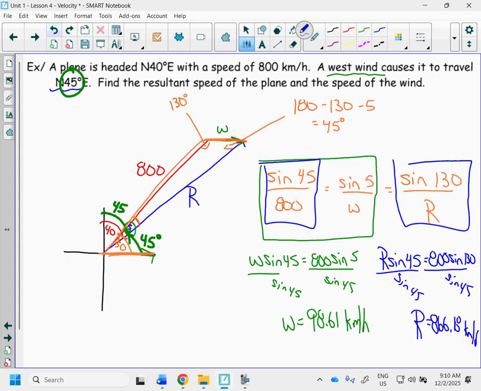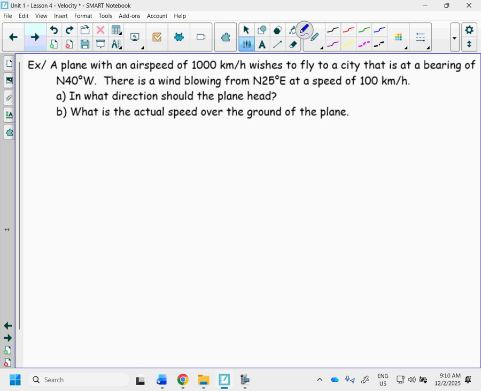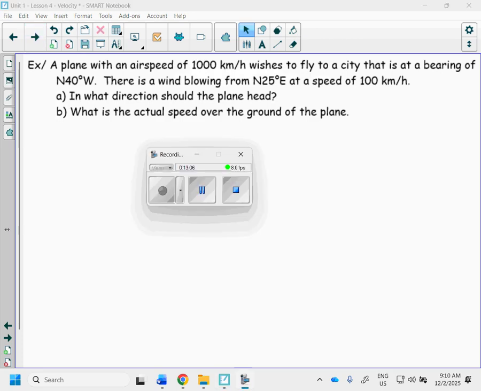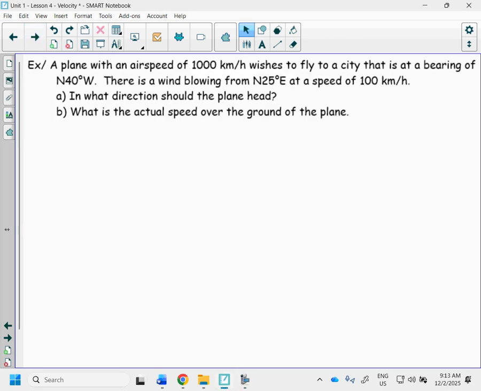kilometers per hour. Yeah, slightly different question this time because we're asking for the speeds, not the directions. Okay, one last one. Again, pause it, try it yourself, see what you can. Okay, our last one here.